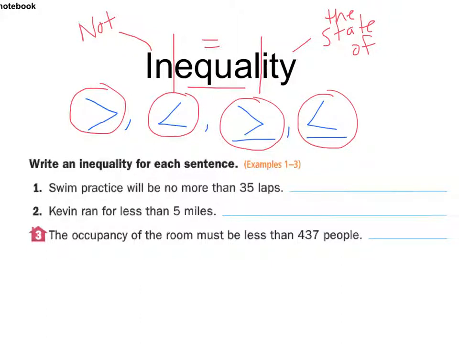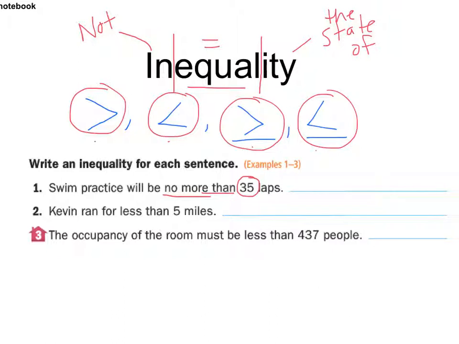So let's take a look at a couple of examples here. Swim practice will be no more than 35 laps, meaning it cannot be more than 35. So just like when we were writing algebraic expressions, we have to have a variable, a number, and instead of a math operation, we're going to have one of these inequality signs up here.